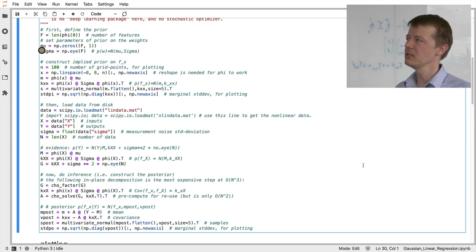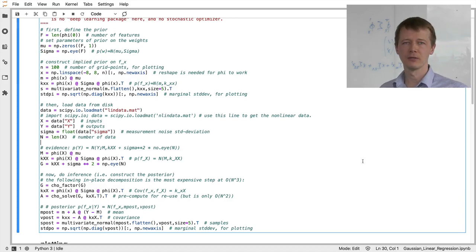For that we need a mean vector and a covariance matrix. As in the examples I've shown you before, I'm going to set the mean vector to 0 and the covariance matrix to the unit matrix. That's what's happening here. Okay, that was easy. Now we have our prior on the weights.